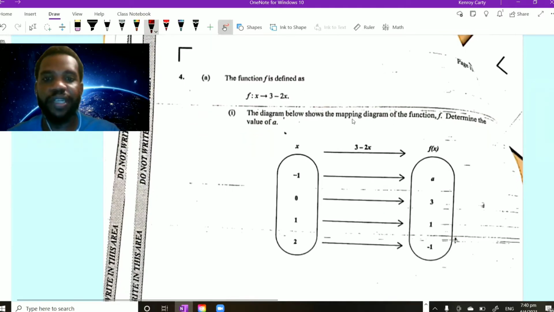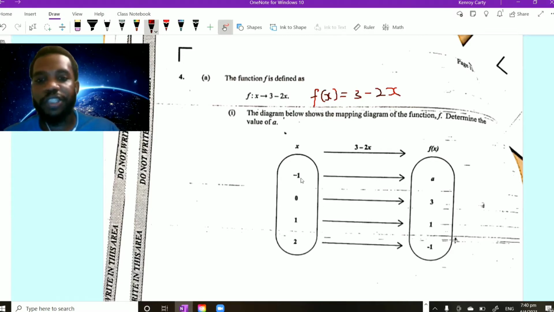It says the function f is defined as, and of course, let us see how we read this. f is such that x maps on to 3 minus 2x. Another way of writing this so that people understand it better is simply to say that f of x is equal to 3 minus 2x. It means the same thing. The diagram below shows the mapping diagram of f, determining the value of a.